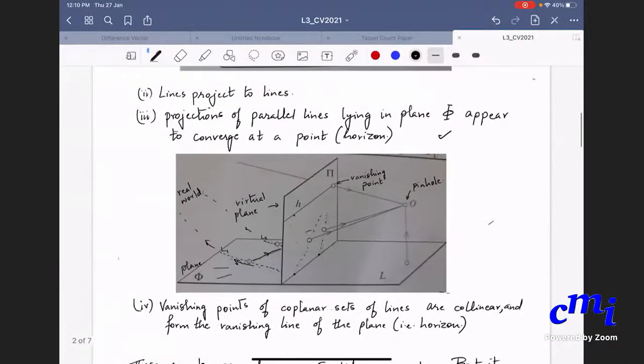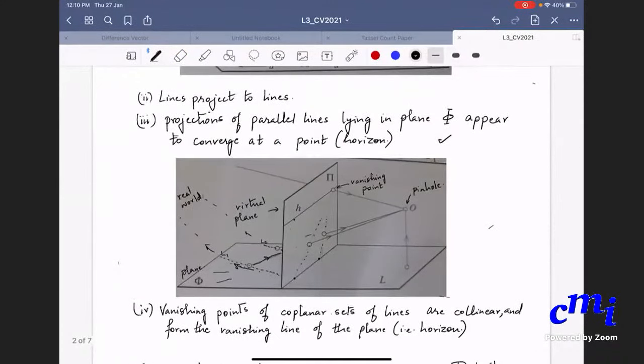And I just want to mention the fourth one also in the same vein: that vanishing points of coplanar sets of lines are collinear and form the vanishing line of the plane. So these are two things that we will discuss a bit. So what does it mean?